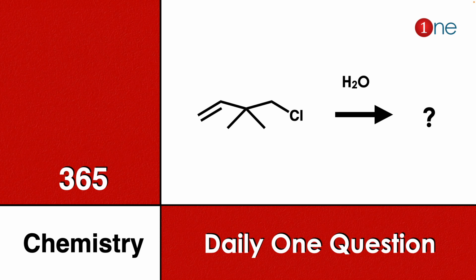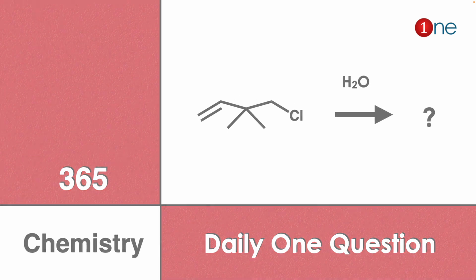Daily one question for you. Here you have a linear chain compound which has two methyl groups and two functional groups, alkene and chloride. You are reacting it with water. You have to guess what will be the final product.